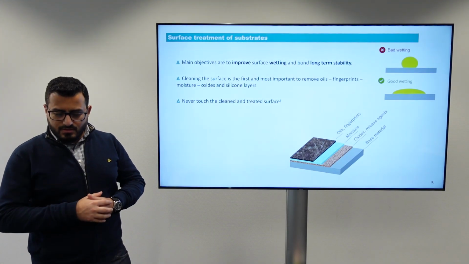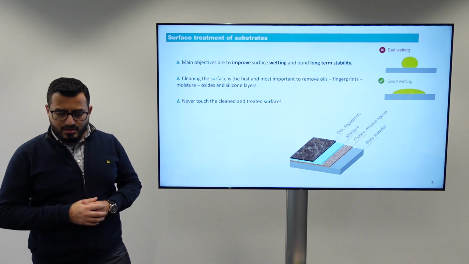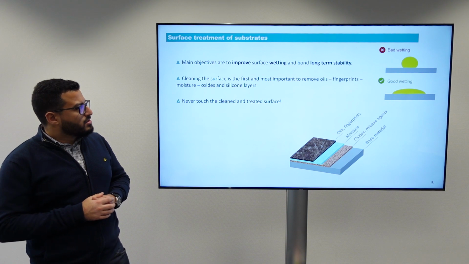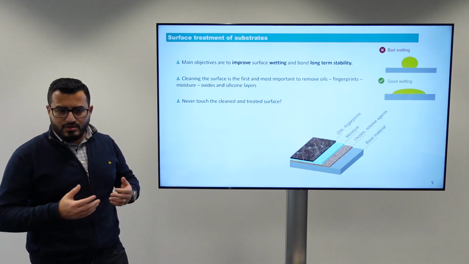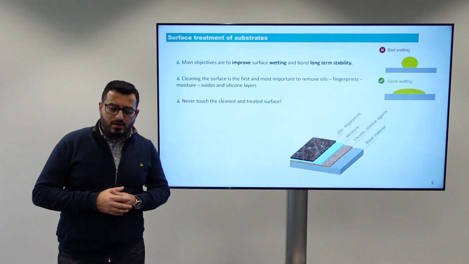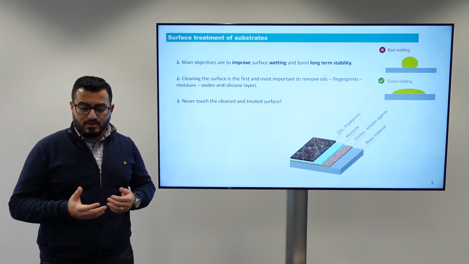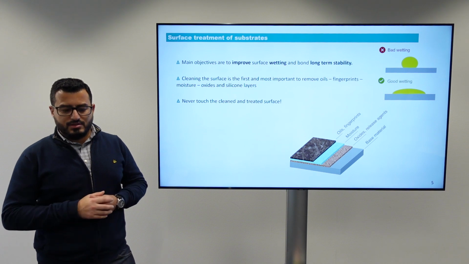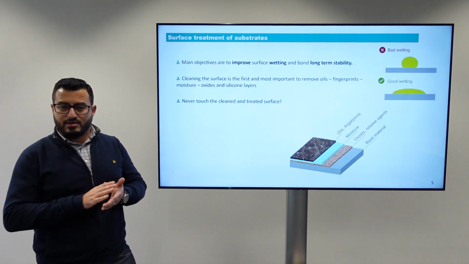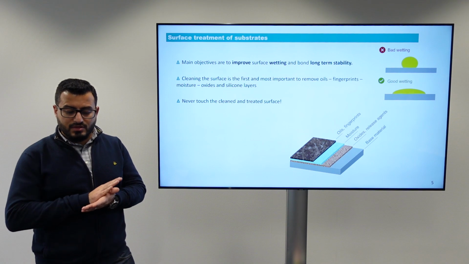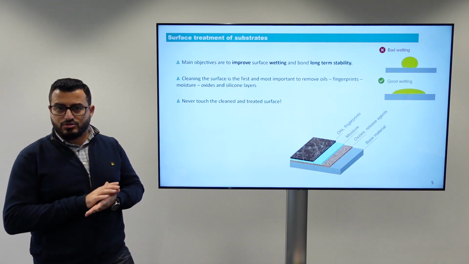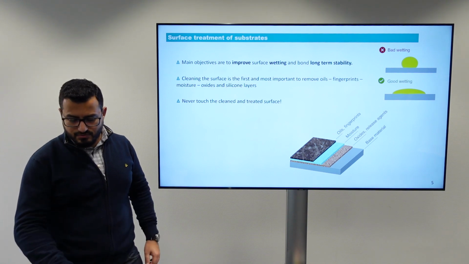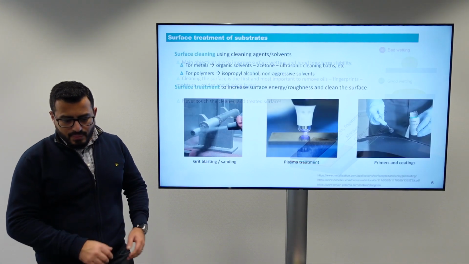So when we treat surfaces for bonding, the main goal is to remove any contamination and expose the base material. These contaminations can be in the form of oils, fingerprints, moisture, oxides, or silicone layers. One important thing to mention is that once the surface is cleaned and treated, you should never ever touch the surface. Otherwise, you will end up with a bad quality of bonding.